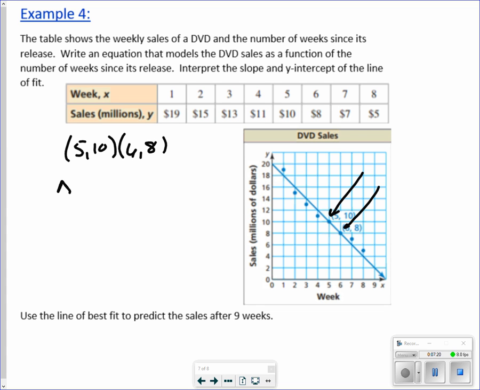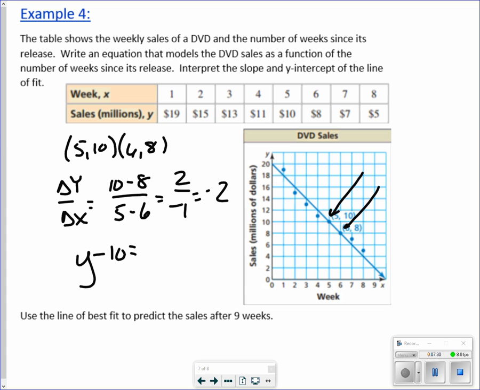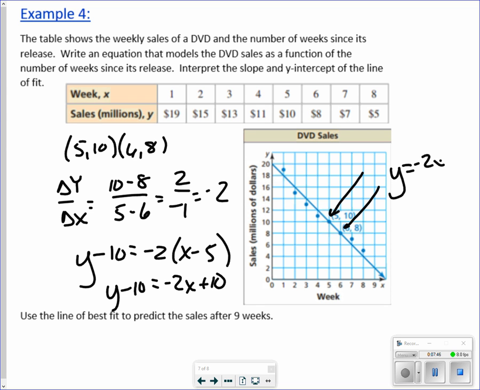So now, change in y over the change in x. So you're going to take the y's and subtract, and the x's and subtract, and you're going to get a slope. Then pick one of the points, and it's y minus the y of the point equals slope times x minus the x of the point. Distribute and solve. I'm running out of space here, so I'm going to put it all the way over here on the right-hand side. I'm going to add 10. I'm going to get y equals negative 2x plus 20.